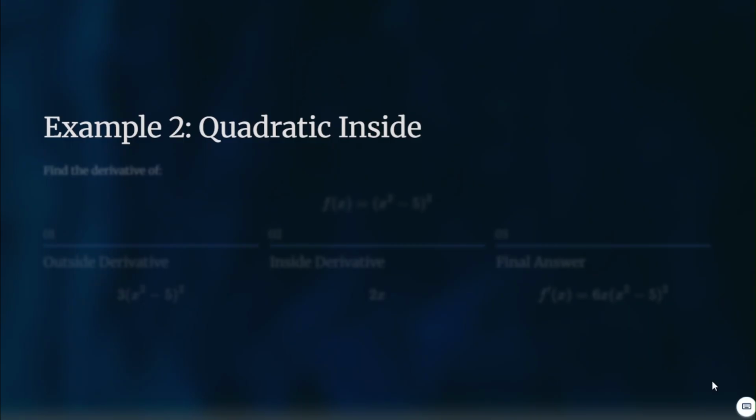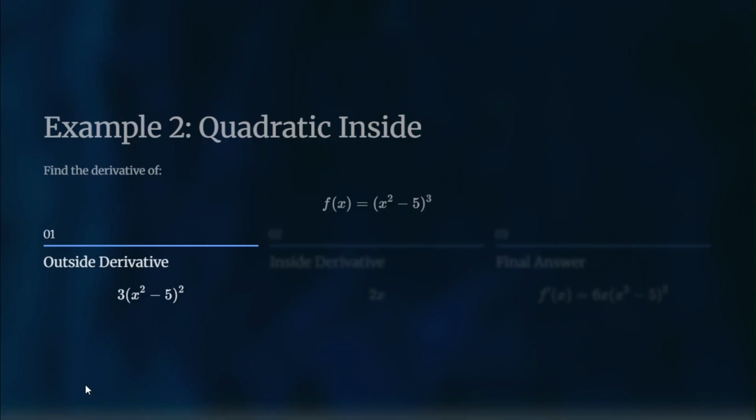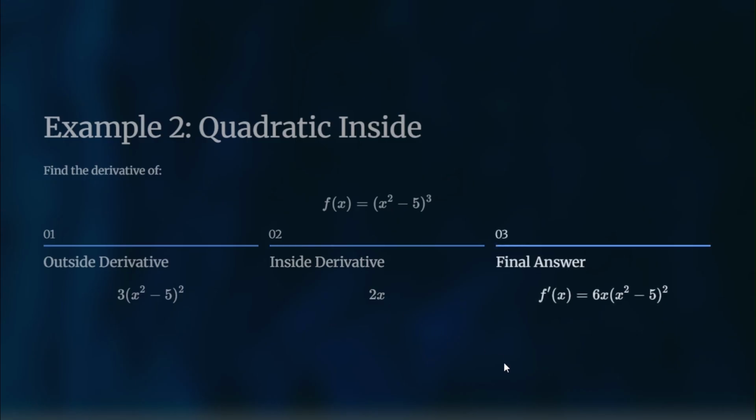Let's see another example. In this example, we will find the derivative of f of x equals x squared minus 5 cubed. So the outside derivative will be 3 times x squared minus 5 squared. And the derivative of the inside, that is the derivative of x squared minus 5, is 2x. So our final answer will multiply the 2. 3 times 2x is 6x. And then times x squared minus 5 squared. So f prime of x will be equal to 6x times x squared minus 5 squared.